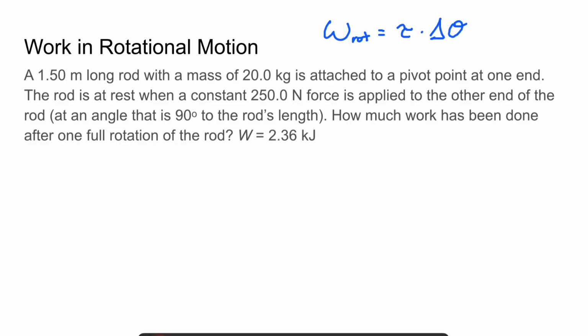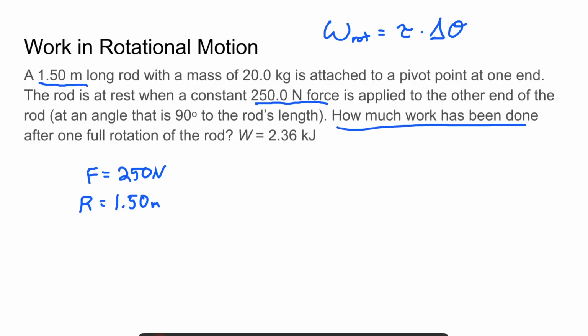Okay, so keeping this new equation for work in rotation in mind, let's gather some information from our problem. We aren't given the torque in our problem, but we do know the force that we're applying is 250 newtons. We know that it's being applied on one end of the rod, and that distance away from the pivot point, the length of the rod, serves as our R here. And finally, we're trying to figure out how much work is done after one full rotation, right? So our rotation angle, our angular displacement, is one revolution.